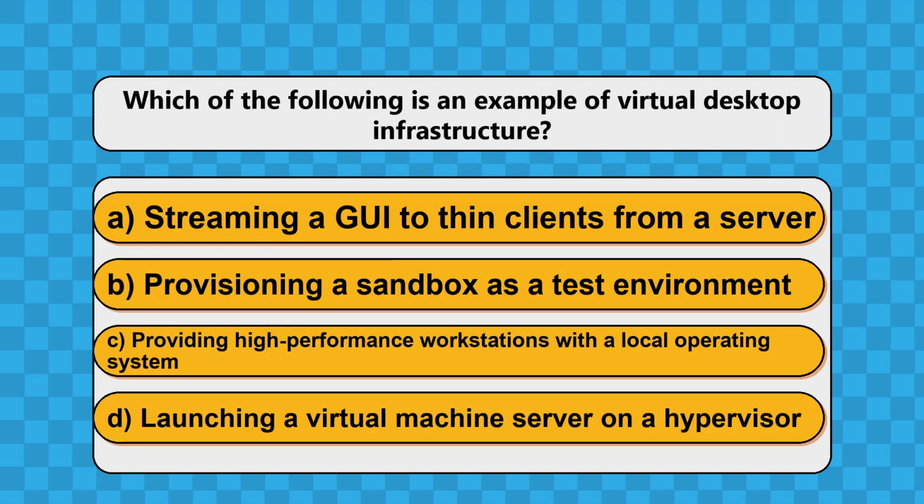Question 67. Which of the following is an example of virtual desktop infrastructure? Option A, streaming a GUI to thin clients from a server. Option B, provisioning a sandbox as a test environment. Option C, providing high-performance workstations with a local operating system. Option D, launching a virtual machine server on a hypervisor.